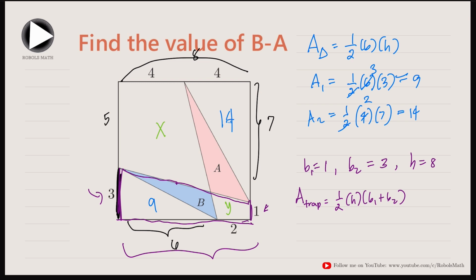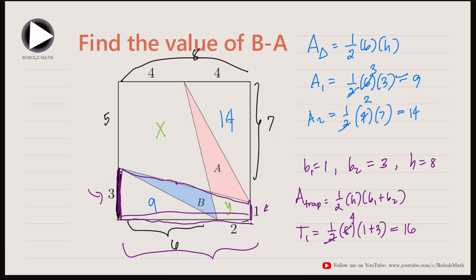So the area of the trapezoid below, let's call it T1, equals 1/2 times the height, which is 8, times base 1 plus base 2, which is 1 plus 3. Then we simplify that, and we get 16. Therefore, the trapezoid at the bottom has an area equal to 16.